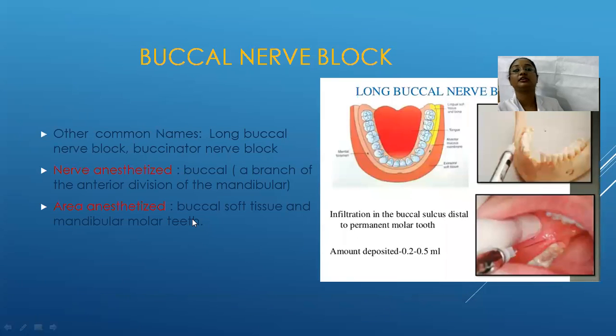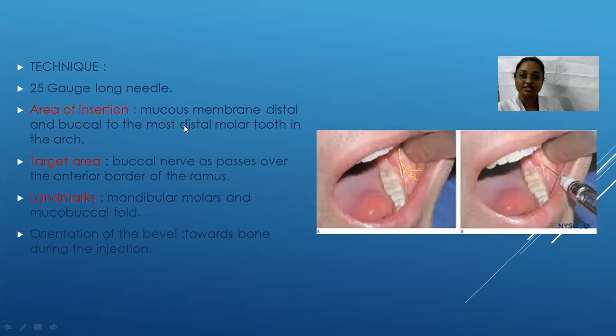After giving the inferior alveolar nerve block, the buccal nerve block is usually given along with it. It anesthetizes the buccal soft tissue of the mandibular molars. The buccal nerve is a branch of the anterior division of the mandibular nerve. A 25 gauge long needle is taken.